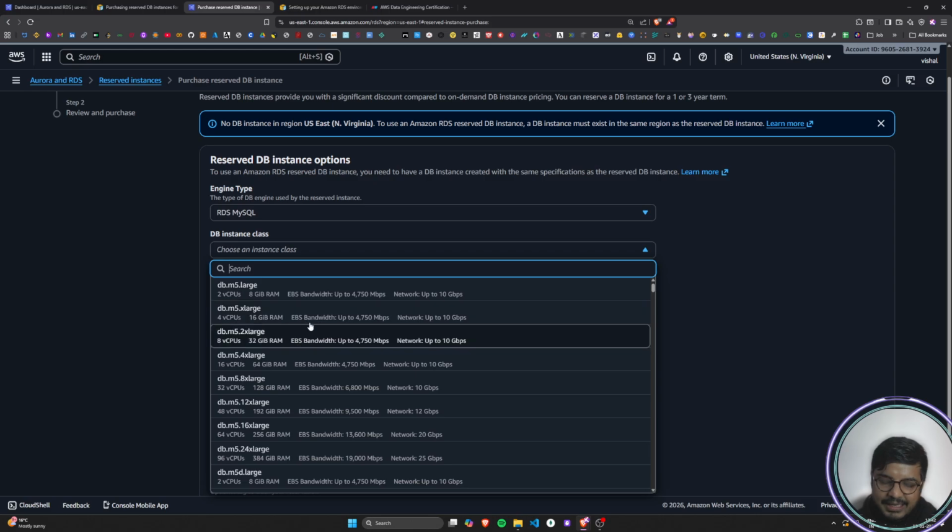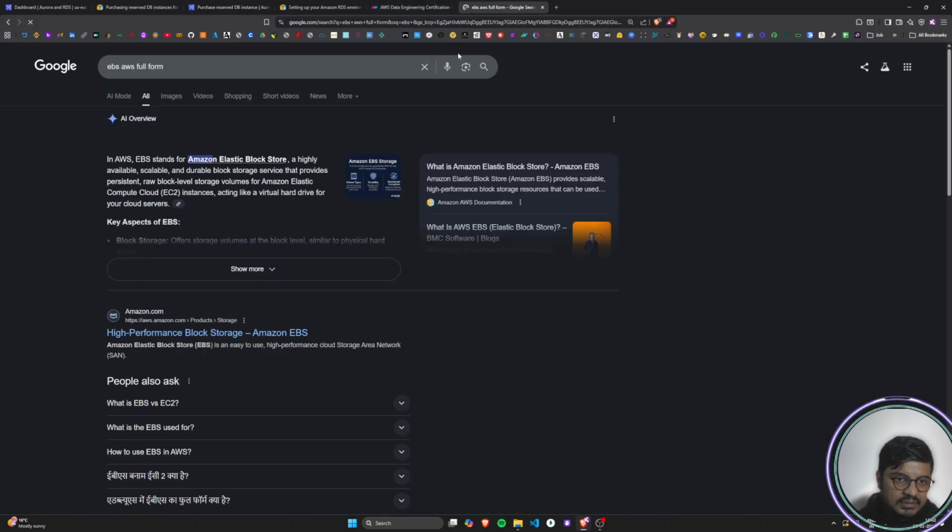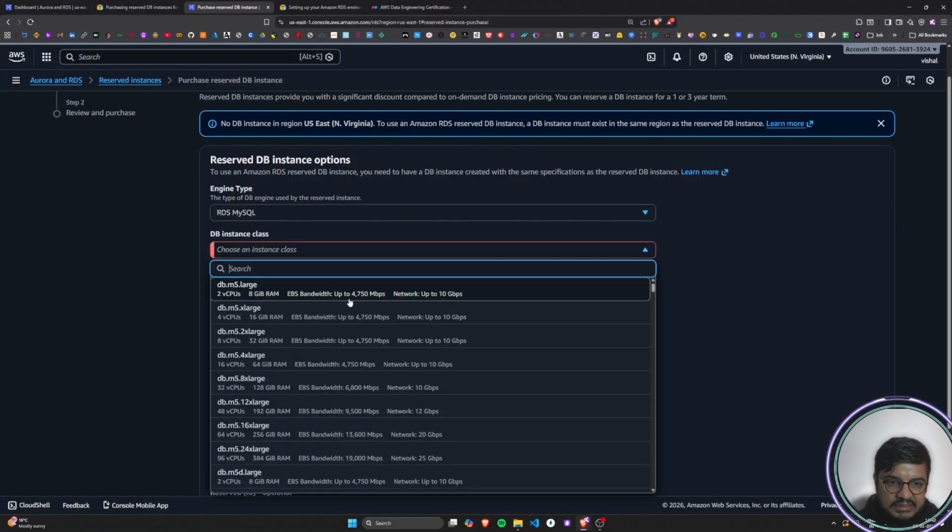What was this again? I'm forgetting this thing. Elastic storage it is. So EBS, again I'm forgetting the full form. EBS in AWS stands for Elastic Block Storage. For Elastic Block Storage, I will be getting a bandwidth of 4.7 Gbps, and for network I will have up to 10 Gbps.